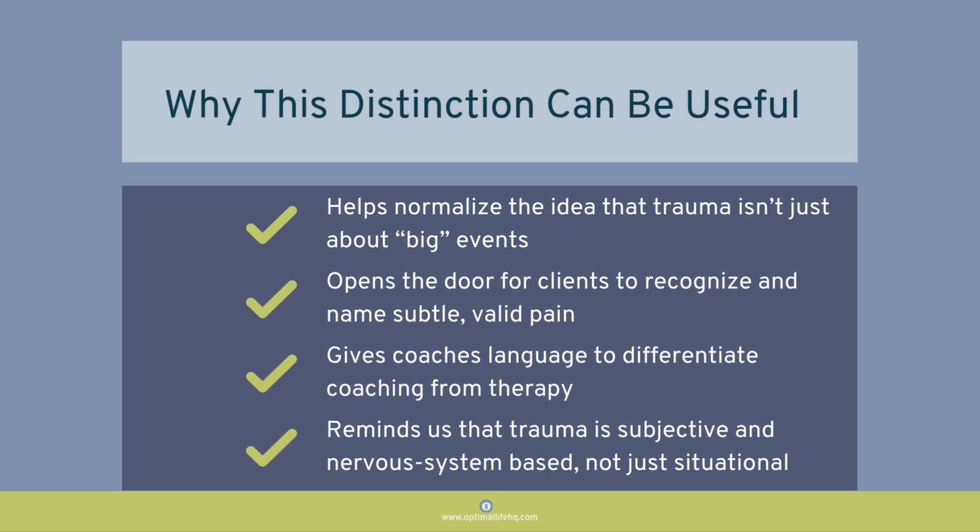The big T small t distinction can be incredibly helpful in coaching. It helps to validate a wide range of experiences, name what often goes unnamed, and normalize the idea that trauma isn't always visible or dramatic. By acknowledging that trauma comes in many forms, we reduce shame and invite compassion. We also make room for clients who may not have ever considered that their struggles are trauma related, but who are experiencing very real emotional and nervous system responses.